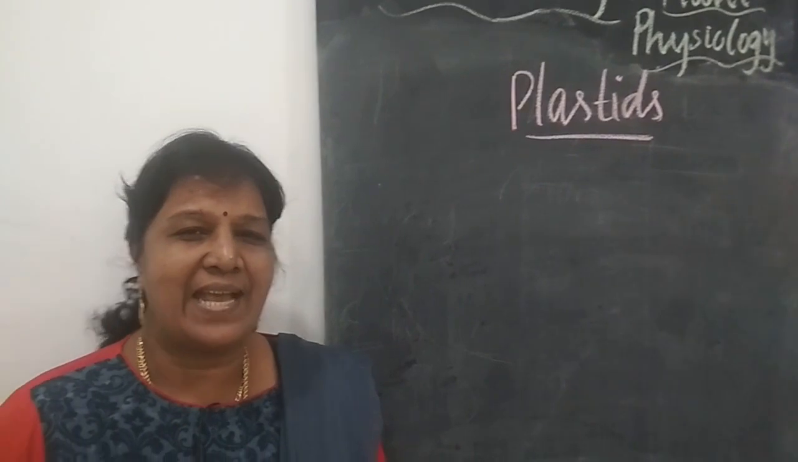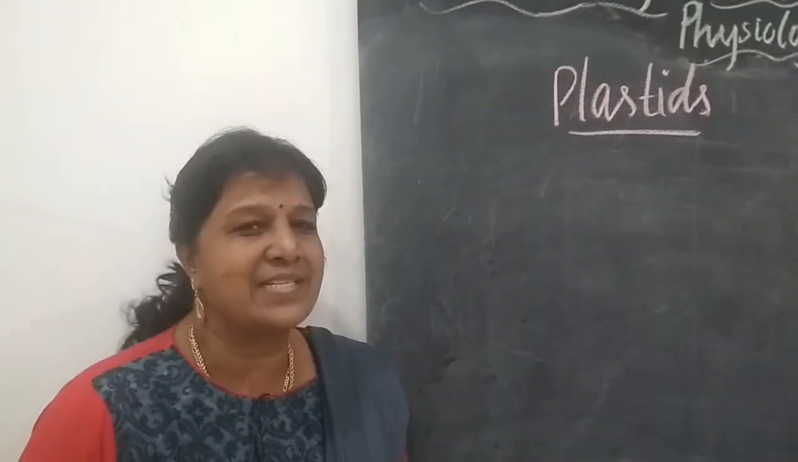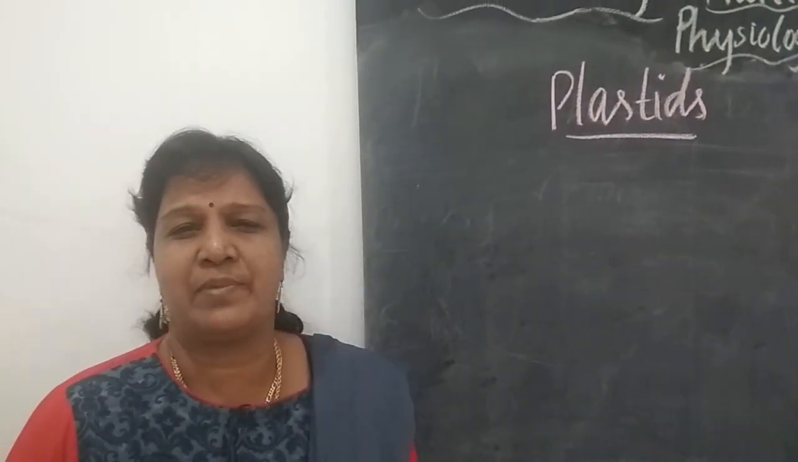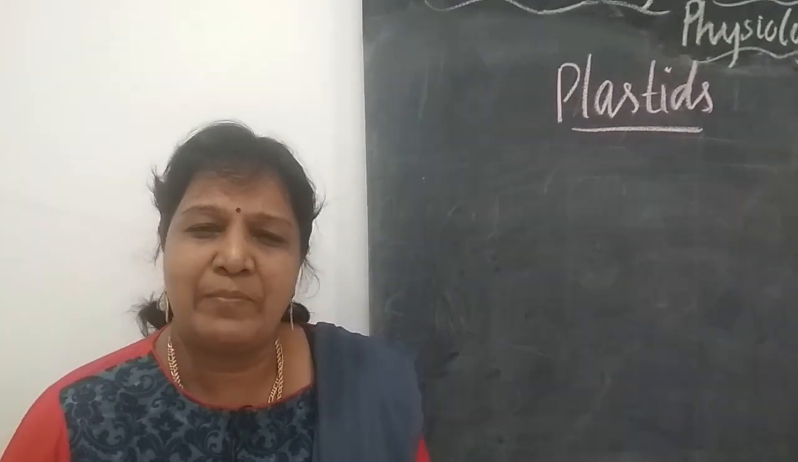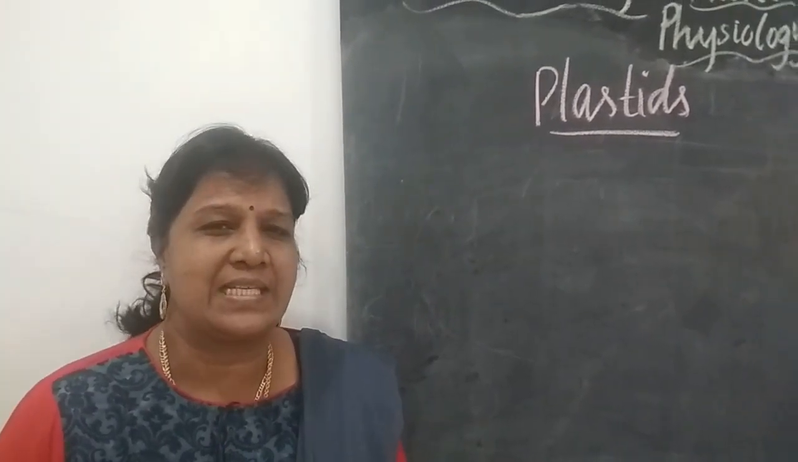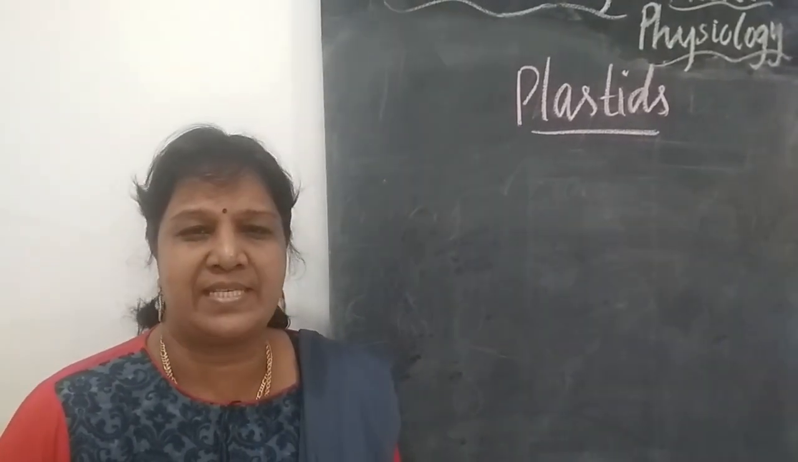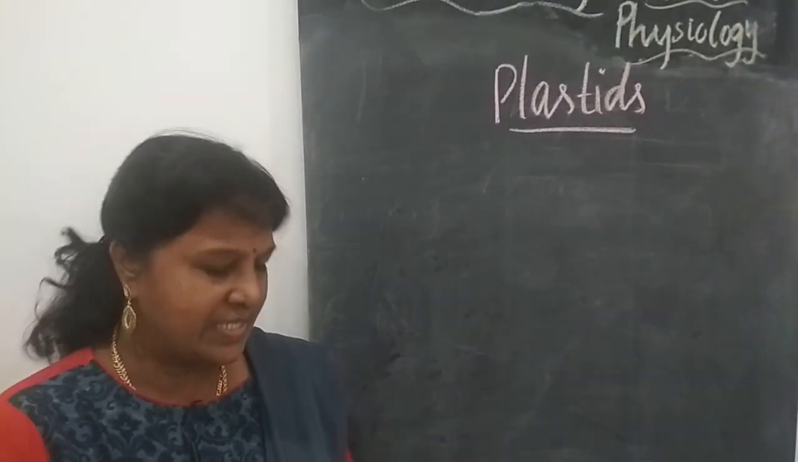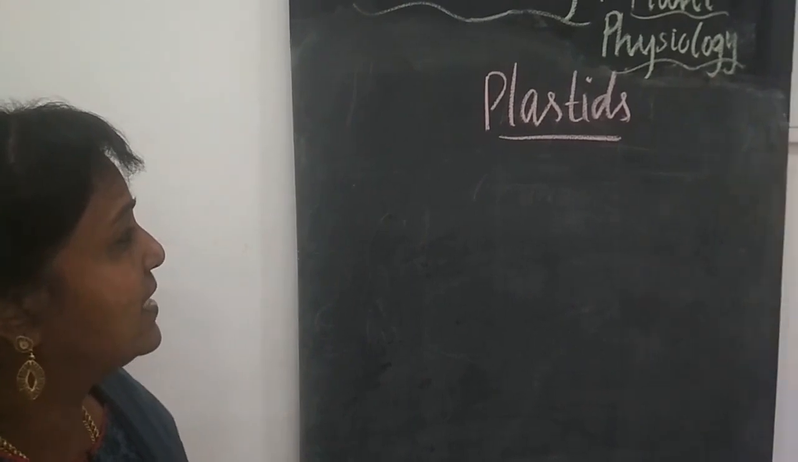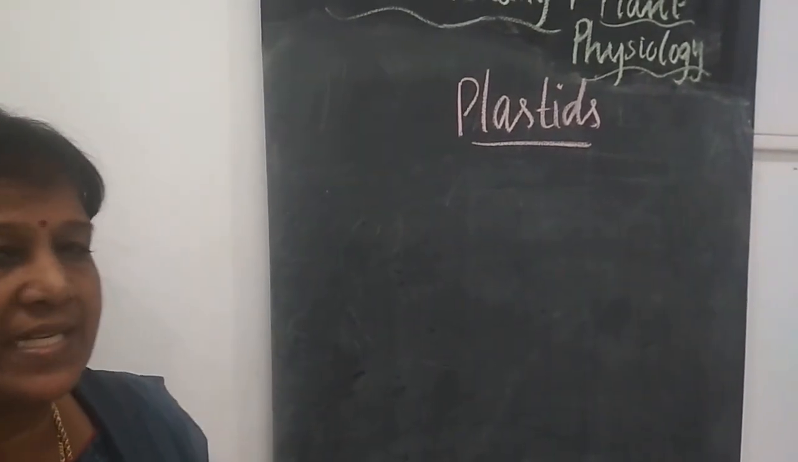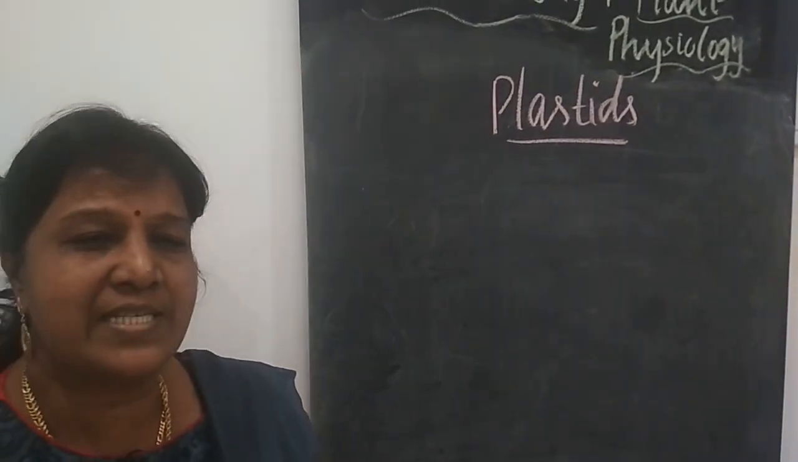When you are taking the characteristic features of these plastids, they are double-walled membrane. They may be colored or colorless. They are helpful in the preparation and storage of food materials. Now coming to the types of plastids, they are classified into three types.